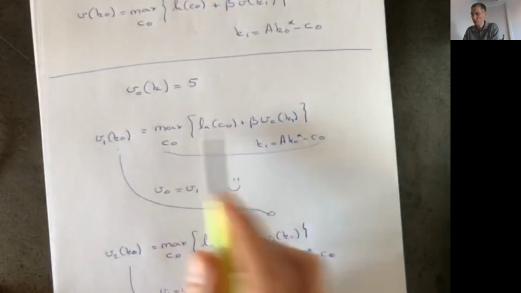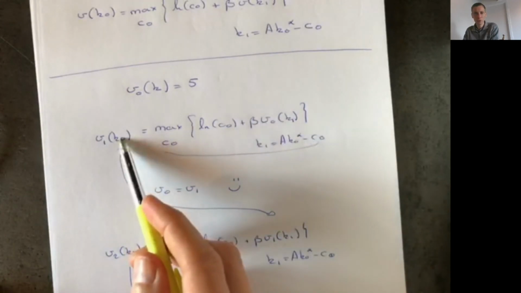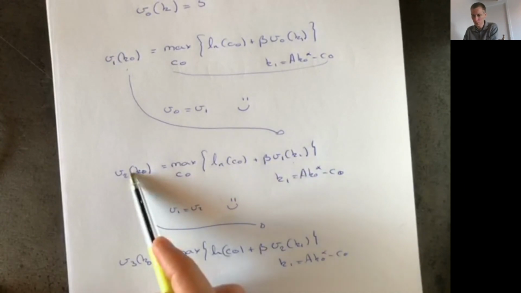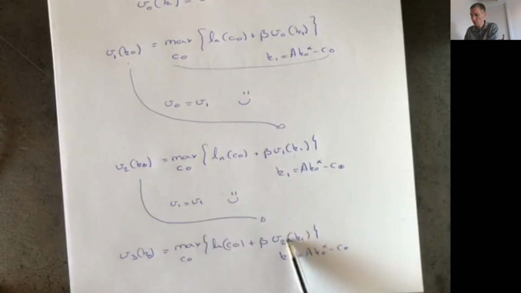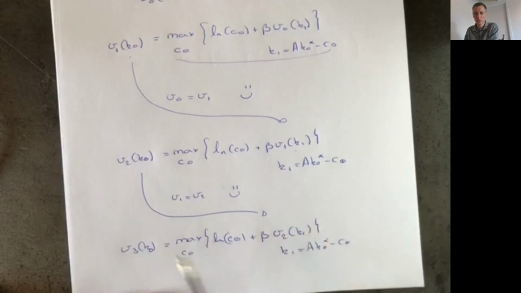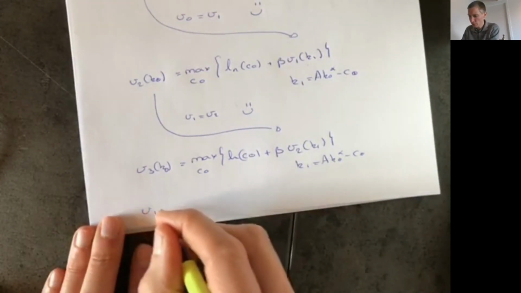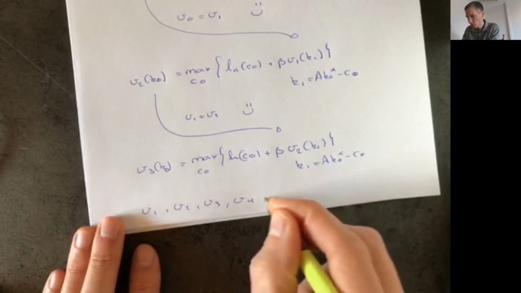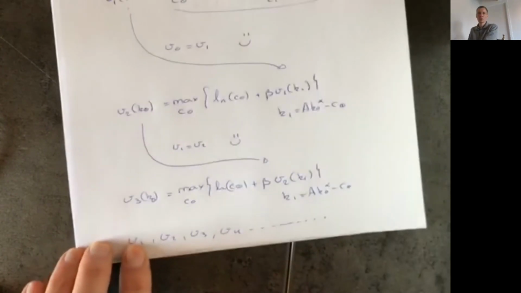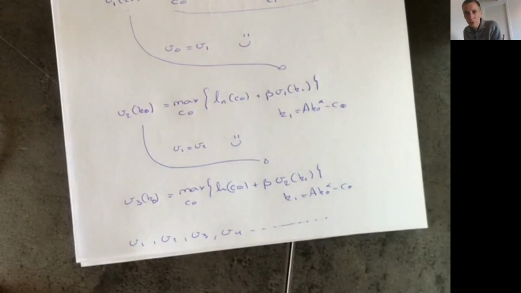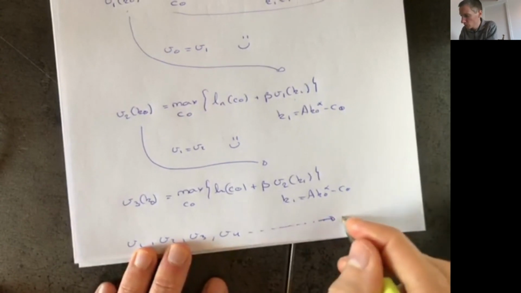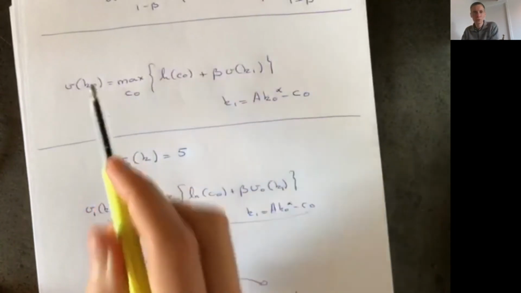Each time, I start with an arbitrary function, I get a new function, I take this new function, I plug it here, I solve this problem, I get a new function. I take this function, I plug it in here, I solve this problem, I get a new function. So I get functions V1, V2, V3, V4, and so on. And what happens with these functions, I don't know. But my hope is that maybe it will converge to the function V that solves my original problem.